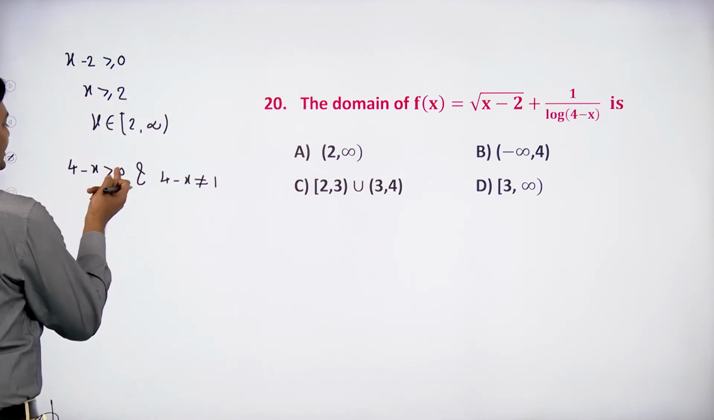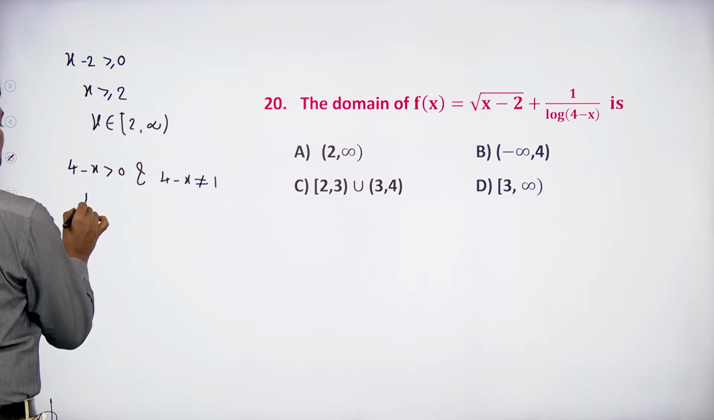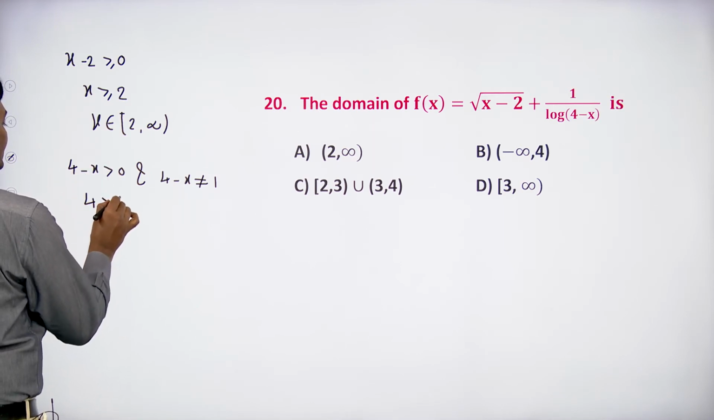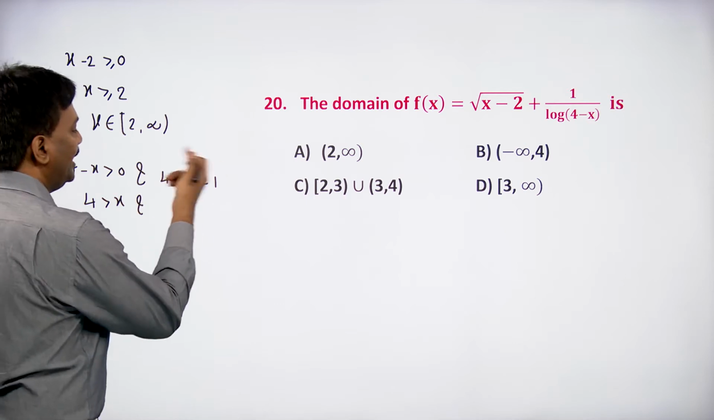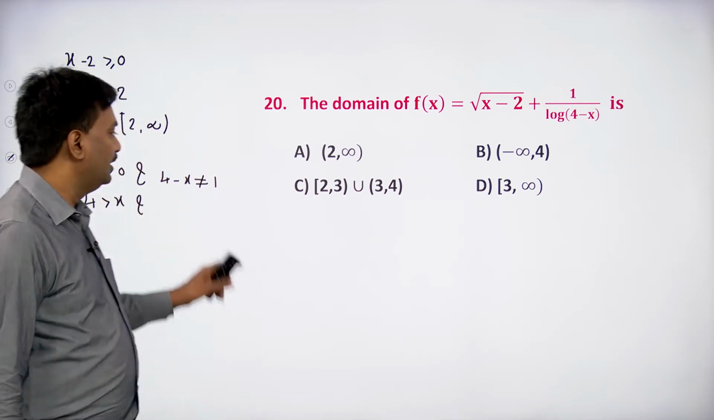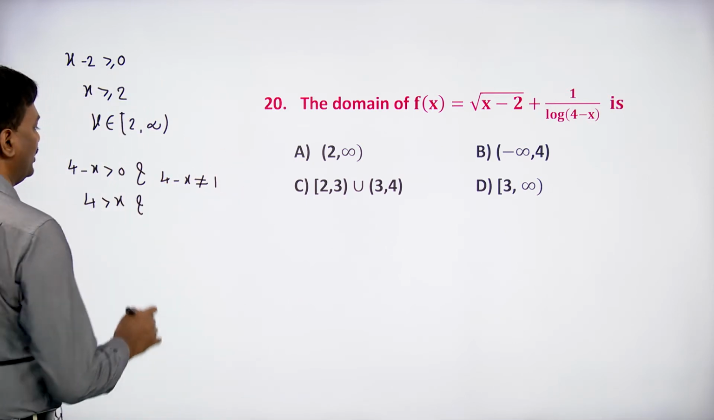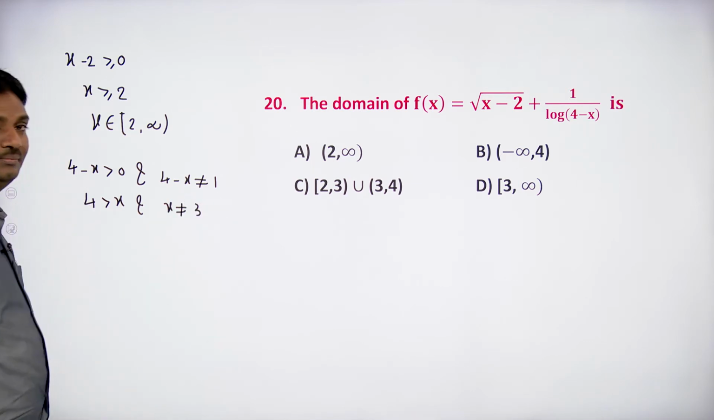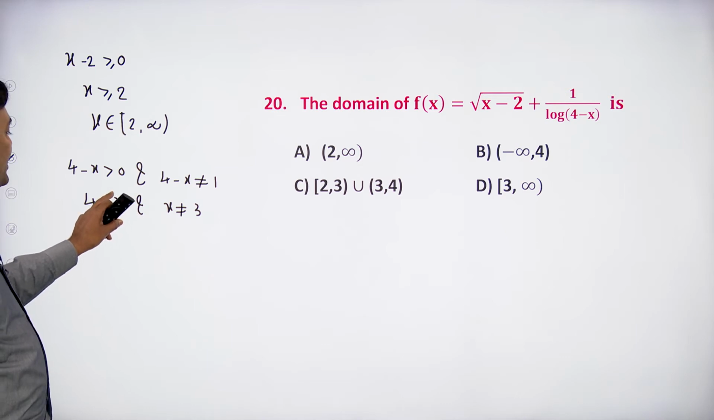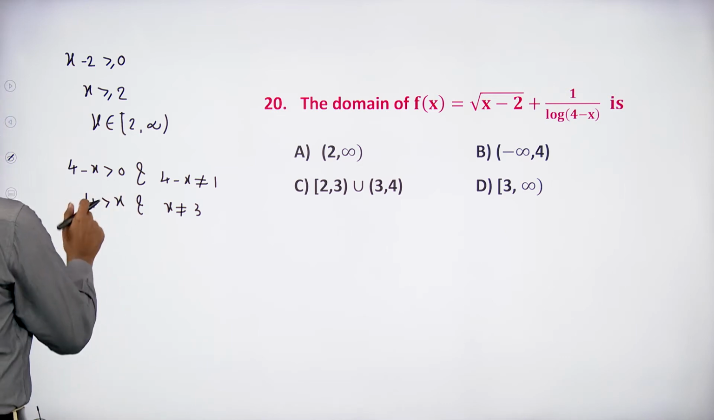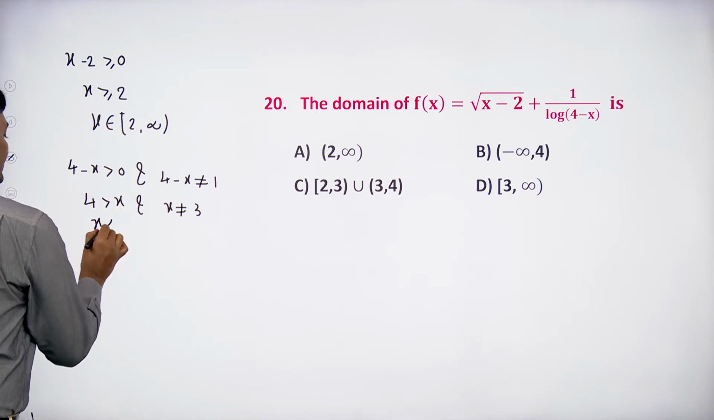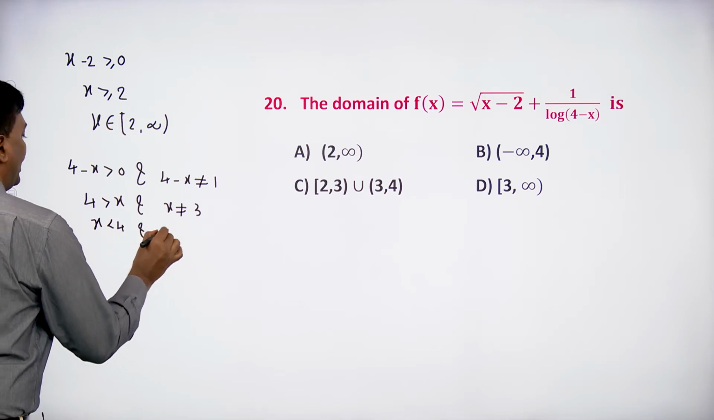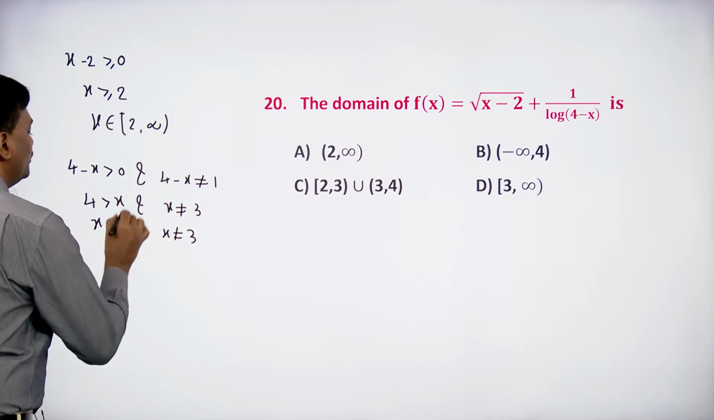So 4 minus x greater than 0 means, by taking minus x to that side, 4 greater than x. Here, if you take 1 to the other side, 4 minus 1, so we can write x not equal to 3. You may take any value in place of x less than 4. So 4 greater than x means x less than 4 and x not equal to 3.